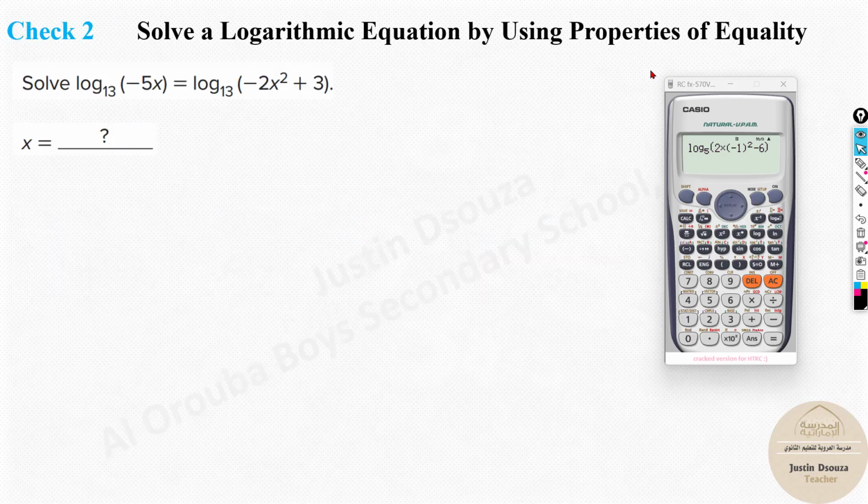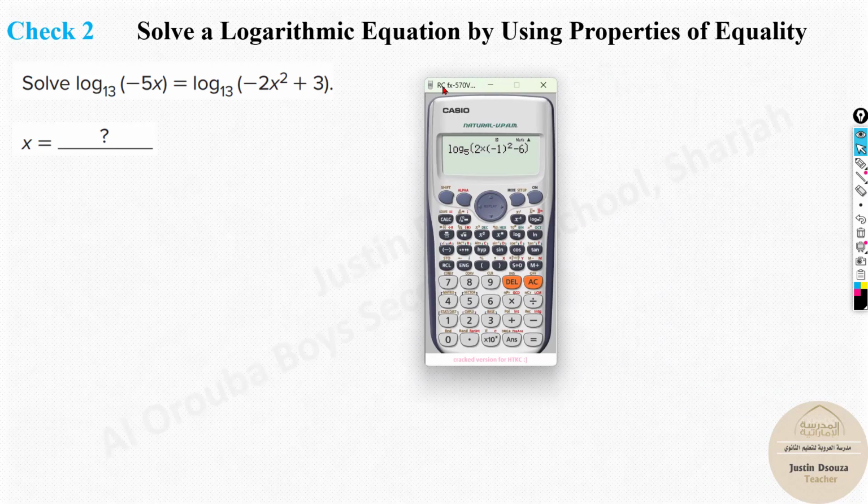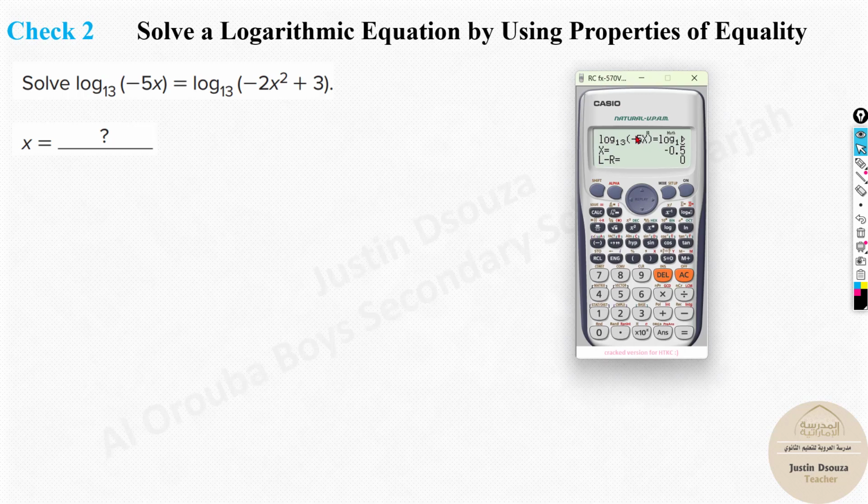Now then, we will see this one over here. Okay, there is one more way to solve. If there are extraneous solutions, you can directly put this in the calculator, because the calculator only gives you the correct answer. That is, the entire thing, log base 13 of minus 5x equals log base 13 of minus 2x squared plus 3. You need to press shift and solve and press equal to. It'll take some time normally. This is a computer simulation, so it'll be quicker, but generally it will take a long time. And let's see. Yes, that's the answer.